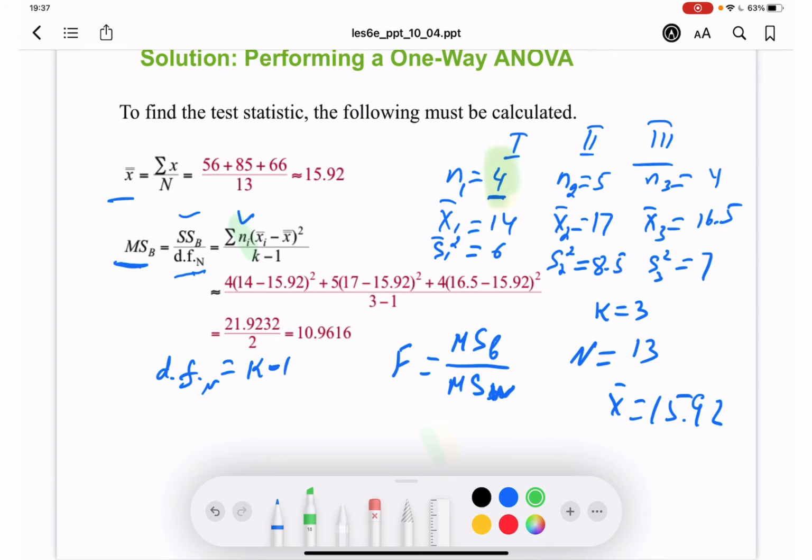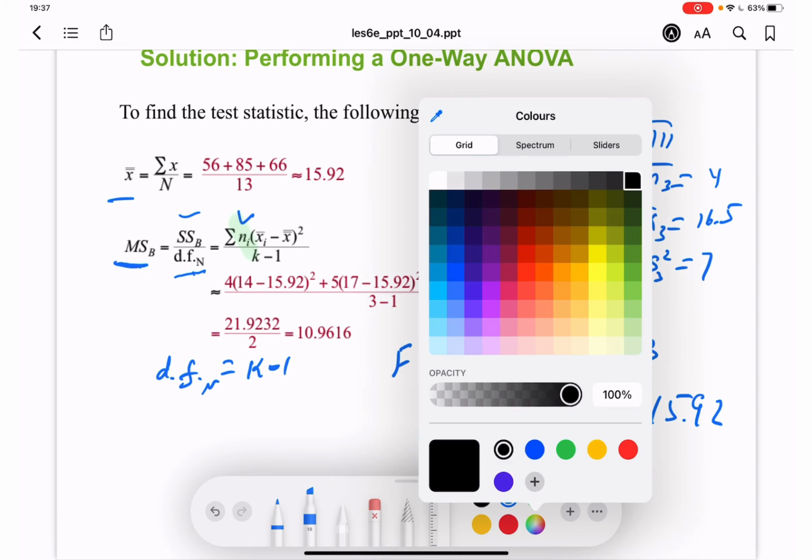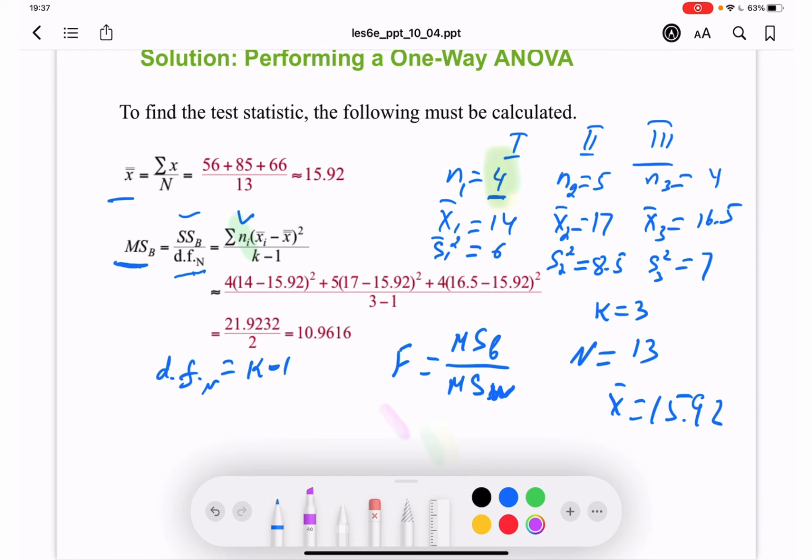And then we have X bar for the first sample, X1 bar, minus X bar, that's the average for all 3, which is 15.92. And here we are plugging in all these numbers, and that is squared. Since k minus 1 is the same denominator for all 3, we just keep it as a common denominator, and moving to the next one, plus.